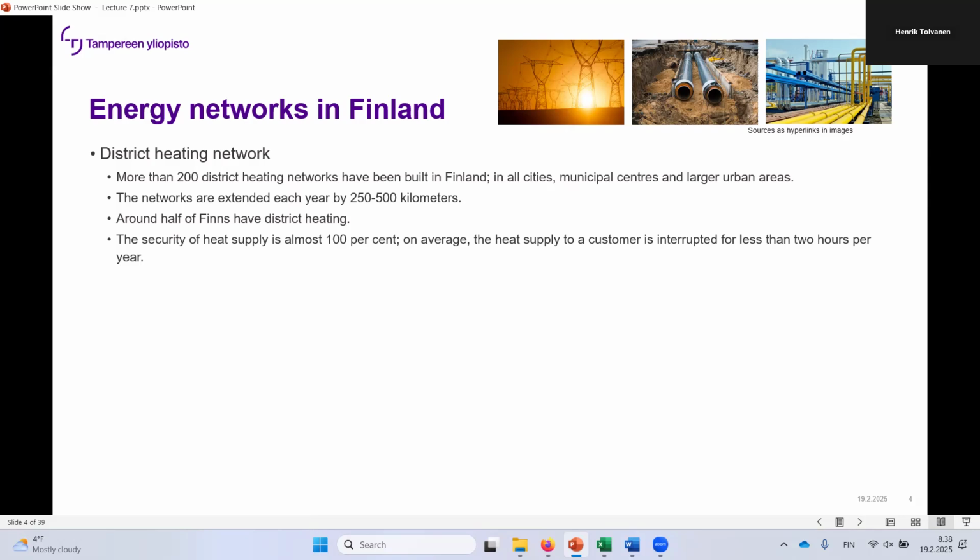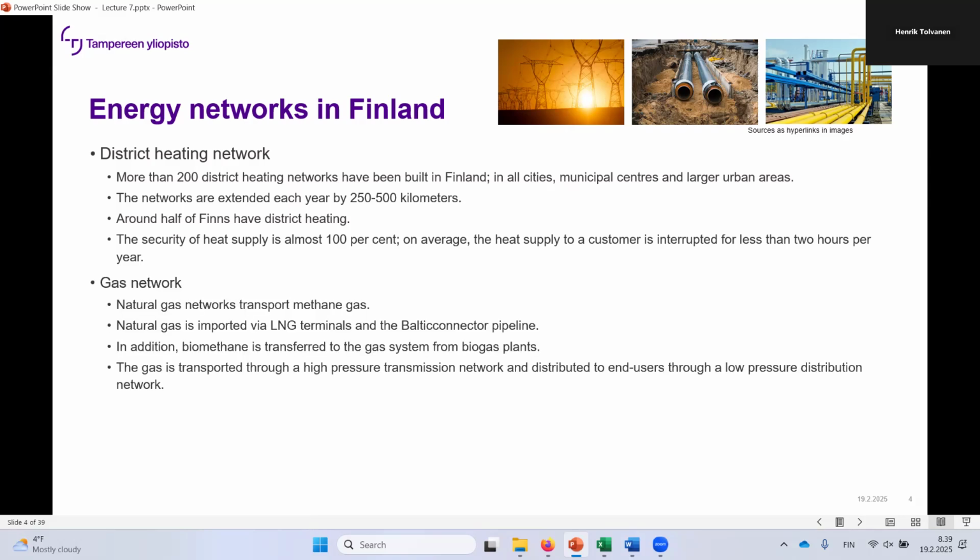So if one of the district heating production plants, not power plant, has an outage or maintenance, it doesn't affect this energy security.